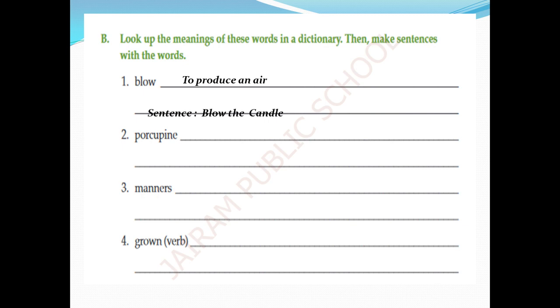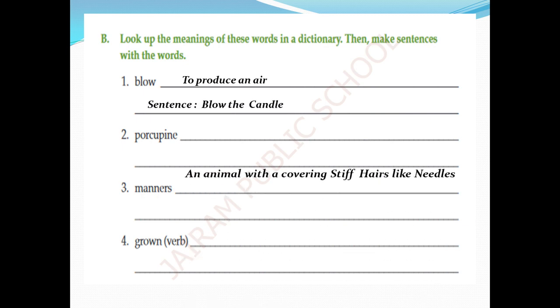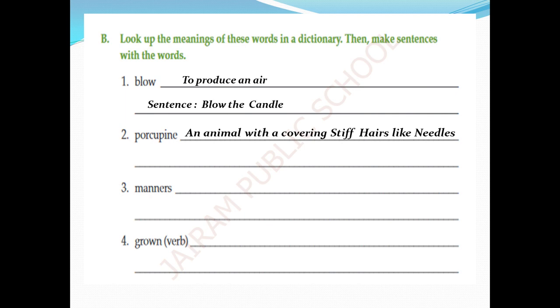The next word is porcupine. What does porcupine mean? An animal with a covering of stiff hairs like needles. Now we wrote a meaning. We used the first blank for writing the meaning of the given word. The next blank you use for writing your own sentence. Very simple. Make it simple and frame a sentence using the given word. I saw a porcupine in the field. A porcupine is eating the crop.